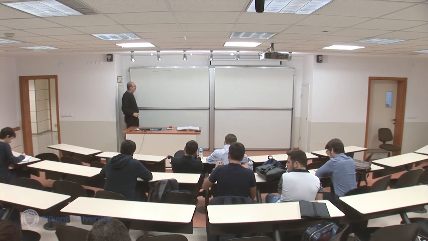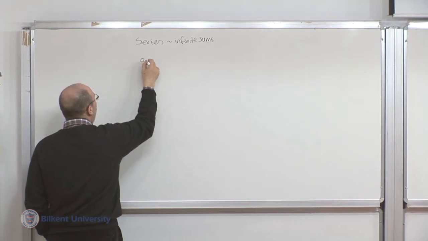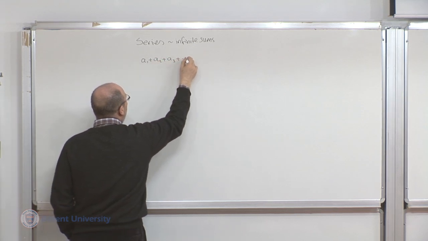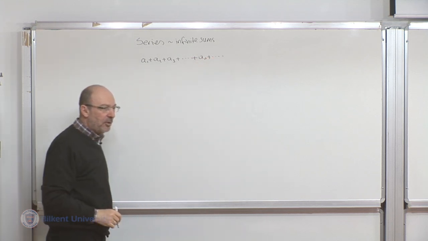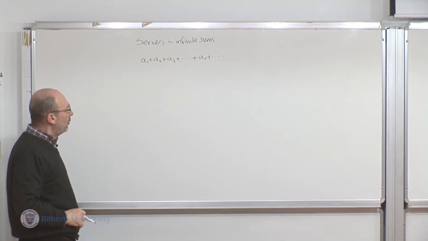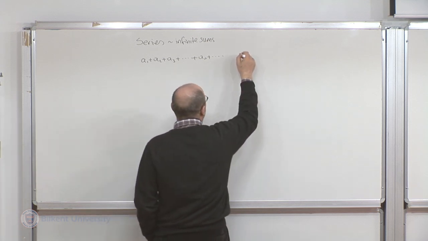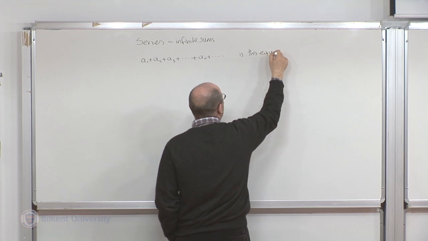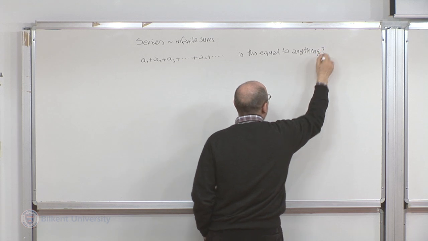So what we are doing now is we have, this time, a sequence of numbers. We want to add all of them. Okay, so we have infinitely many of these things. We keep adding these things to each other, and we want to make sense out of this. Okay, so is this equal to anything? That's the question.